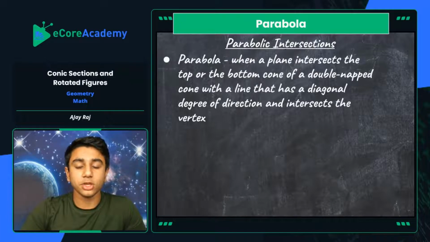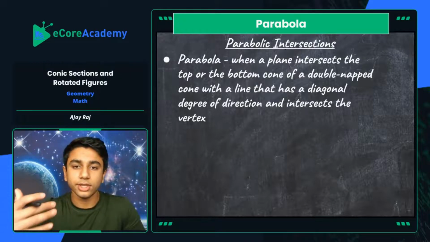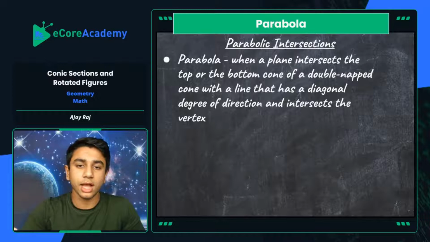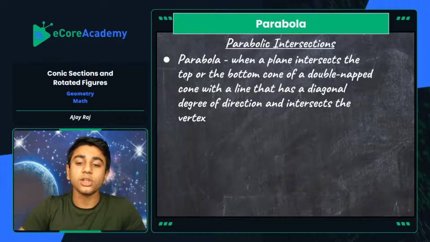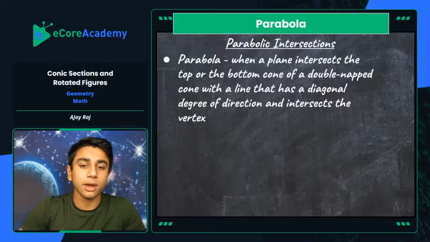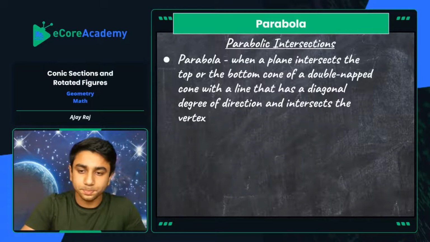So a parabola, in terms of a double napped cone, I know it has many other definitions, especially in Algebra 1 and Algebra 2. But when it comes to geometry in total, we refer to it in conic section form because it is a figure in geometry. So a parabola is when a plane intersects the top or the bottom cone of a double napped cone with a line that has a diagonal degree of direction and intersects the vertex. That's also a mouthful, but don't worry, I'm going to explain that.